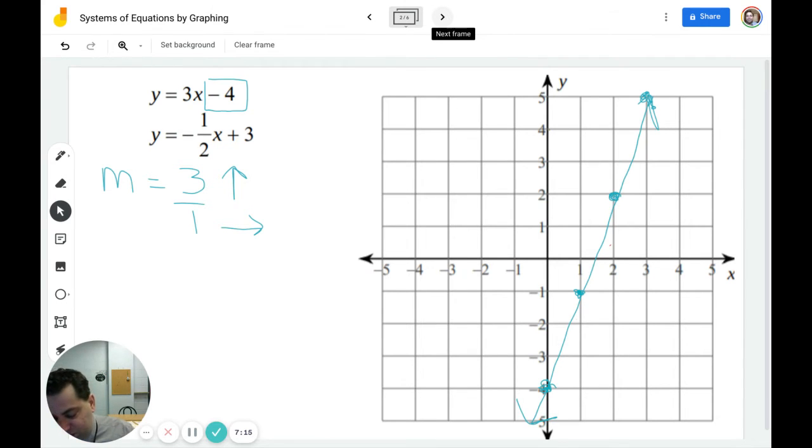Let's try the second. We have a positive 3 y-intercept. So I'm going to put a point at positive 3. And then I have a slope that is equal to negative 1 over 2. So rise over run. So we're going to go up 1. And we're going to run to the left. We're going to go up 1, left 2. All right, we're starting to see that trend line, right? And we can draw some points in.